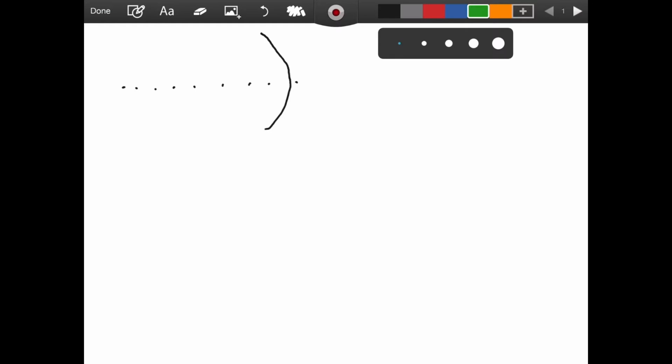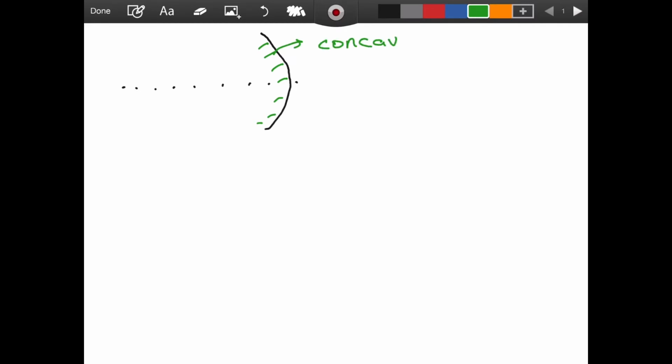If this part is a reflecting surface, then this will be a concave mirror. If the other way is reflecting, then it is a convex mirror. So we have a concave mirror, and let's say that we are interested in a light beam, a ray of light that is crossing the principal axis at this point, perhaps. Okay, so we have a light beam like this.